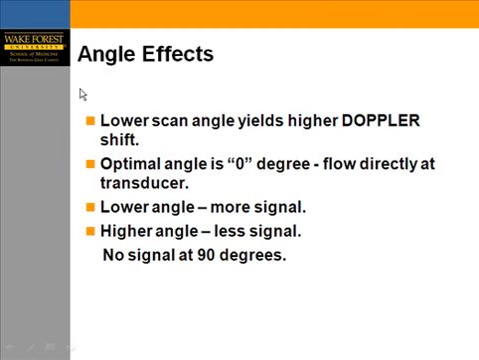The other component that is important to us is the angle, the effects of the change in the angle of inclination. A lower scan angle will give you the highest Doppler shift. The optimal angle is 0 degrees. The lower the angle, the better the signal, and the higher the angle, the worse the signal. Now remember, at 90 degrees, you're not going to get any signal or Doppler shift.